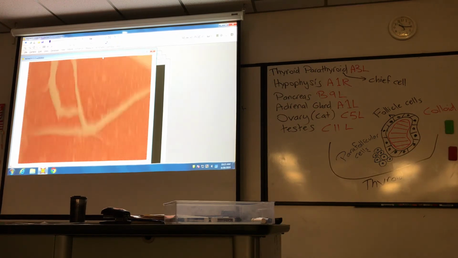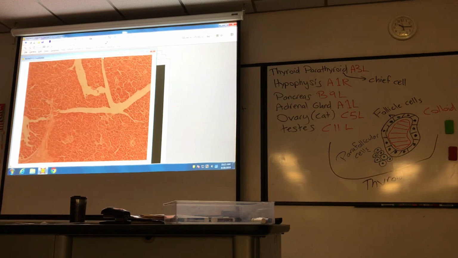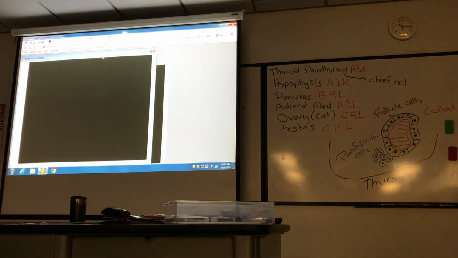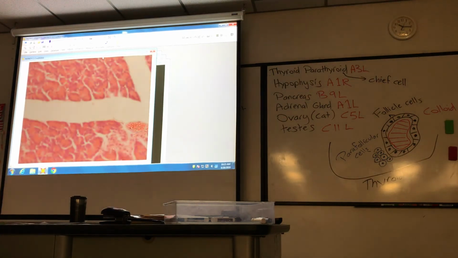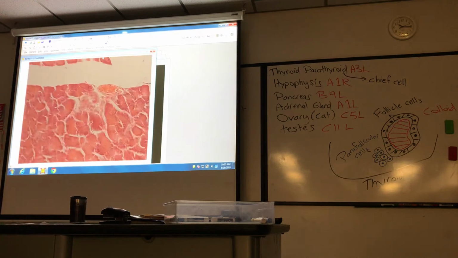We get it in the center of the field of vision, and we're going to go to 400x. That's the highest mag I will allow students to use. That's pretty good. Take a picture of that.